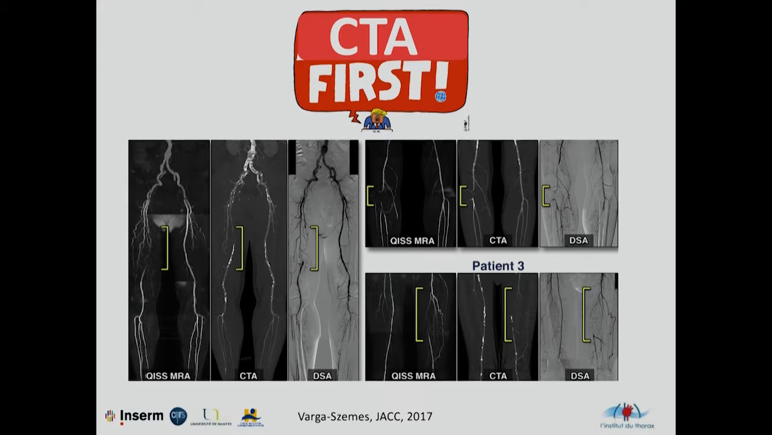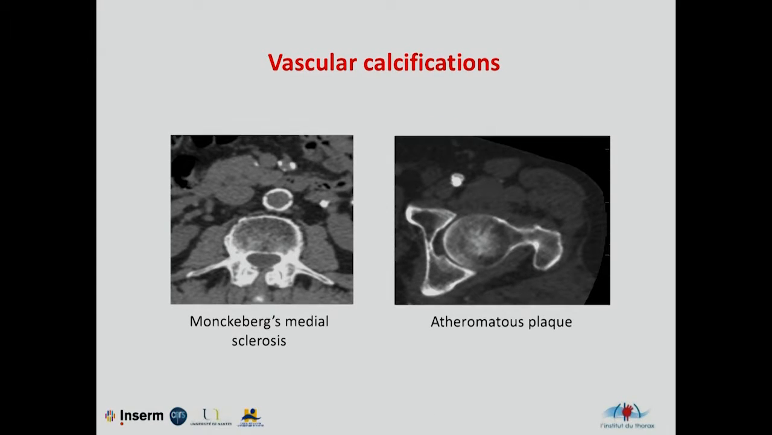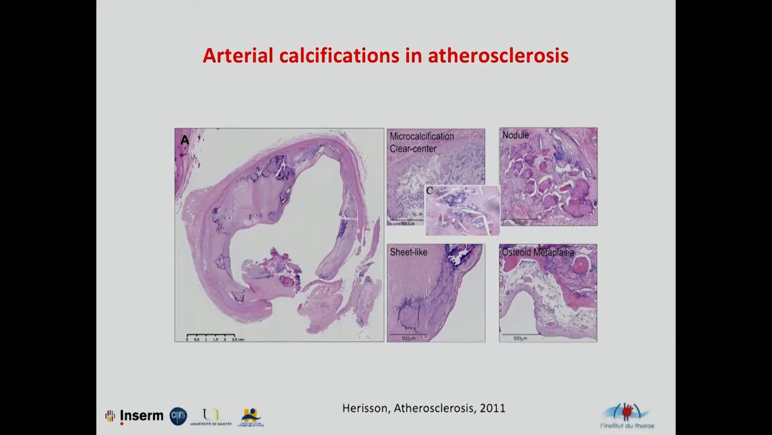Why do I need to assess calcification? Why is it so important? First, we have two kinds of calcification. We have medial calcification, Mönckeberg disease, but the most important calcifications are those at the location of the atheromatous plaque. We know also that these calcifications are different.